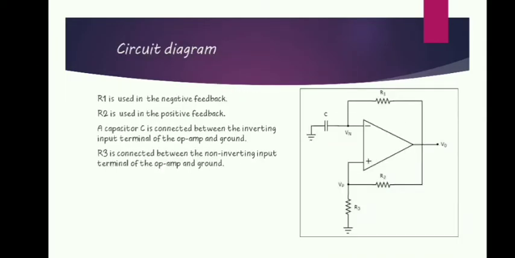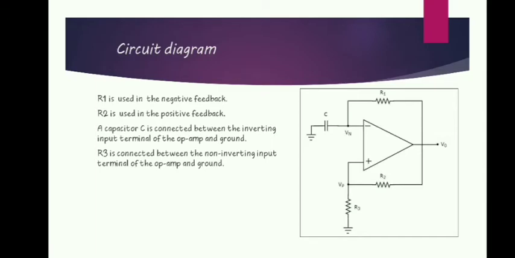This is the circuit diagram of a square wave generator. To design the square wave generator, we might need a capacitor, resistor, op amp and a power supply. The capacitor and the resistor R1 will be connected to the inverting terminal of the op amp, and the resistors R2 and R3 will be connected to the non-inverting terminal of the op amp. Now, if we see in the diagram, R1, which is connected between the inverting input terminal and output, will be used in the negative feedback path.